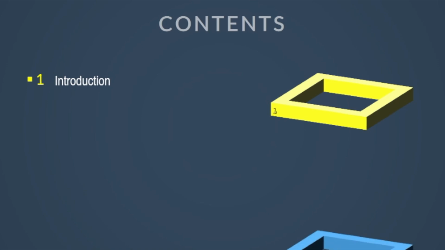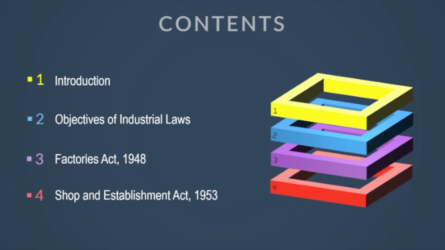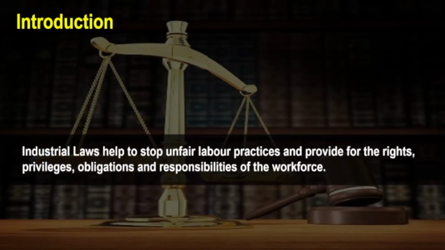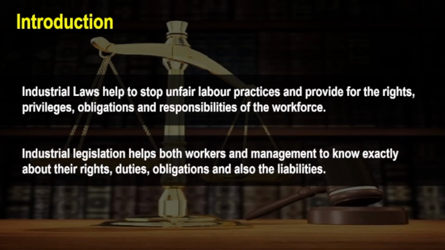The contents of my presentation: there is a brief introduction, then the objectives of industrial laws, then we shall be discussing 2 laws in this specific video. The first is the Factories Act 1948 and the second is the Shop and Establishment Act 1953. Well, the industrial laws help to stop unfair labor practices and provide for the rights, privileges, obligations and responsibilities of the workforce. Industrial legislations help both the workers and the management to know exactly about their rights, duties, obligations and also the liabilities.